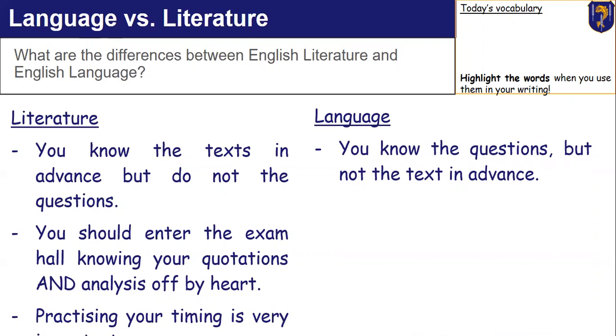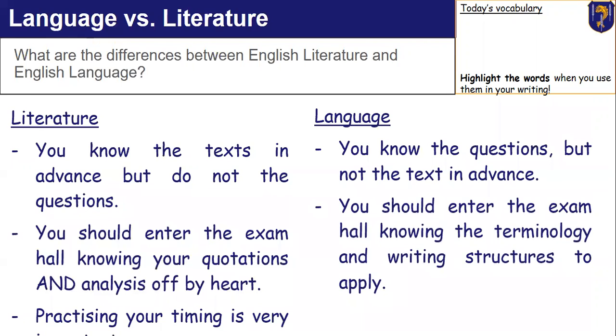We do not know what extracts you're going to be given. So it's important that we practice lots of different extracts and answering those questions to different things so that you can practice then highlighting and annotating the relevant information from a brand new unseen text. You should enter the exam hall knowing the terminology and the writing structures to apply to your exam. So you know that you're going to be looking for certain things and you know exactly what format you're going to follow in answering the questions.